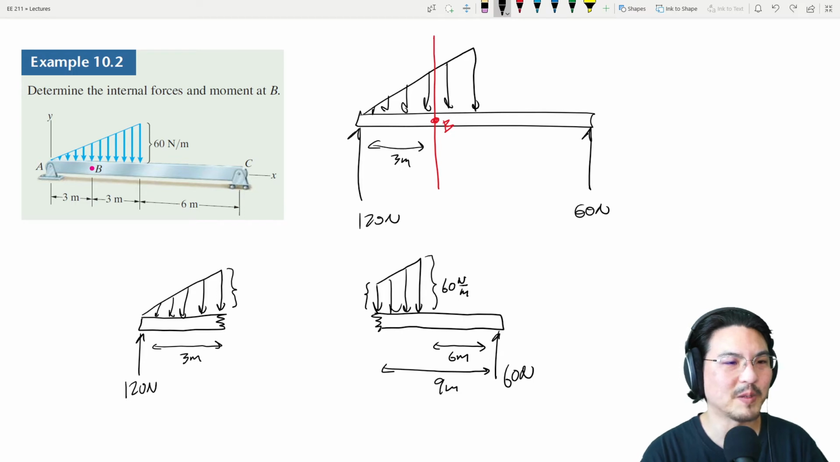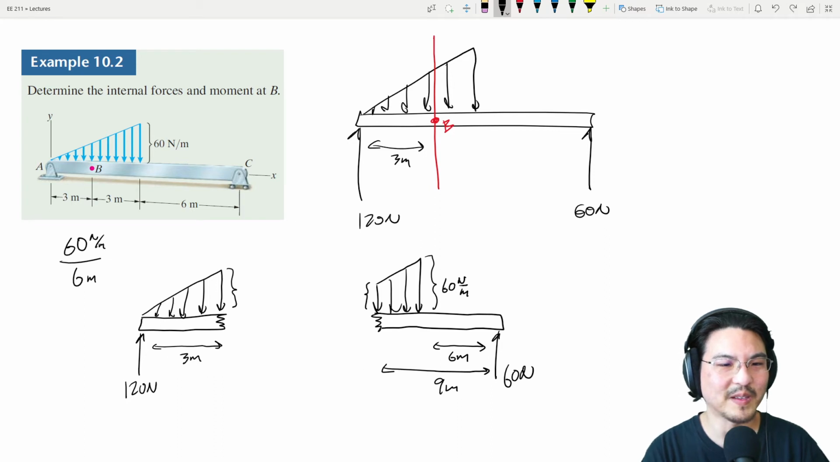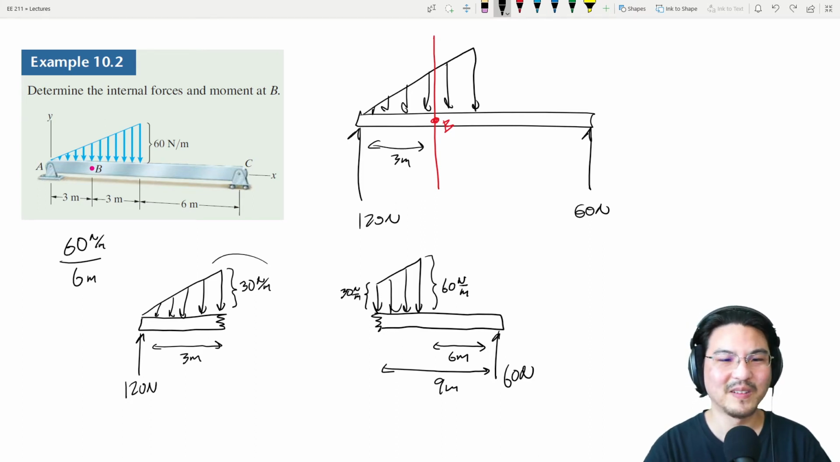So it's 10 newtons. Let me just write it like this. 60 over 6, right? That's the slope. So this is 3 meters. So this has got to be 30, right? Over here. Okay, so that's what happens when we cut right through the distributed load, right? We cut right through the distributed load.